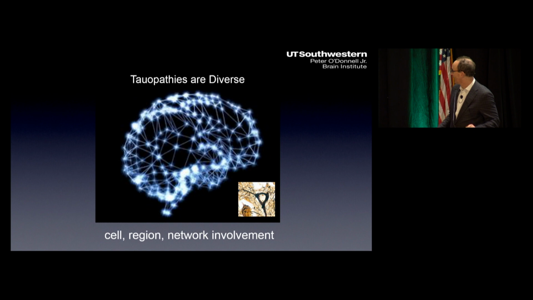I started off by saying tauopathies are diverse, and I want to just emphasize this point, and I'll come back to it at the very end. At the bottom right, you can see a neuron that's filled with tau from an Alzheimer brain, but there are many different disorders where tau accumulates inside of nerve cells. And each of these disorders affects different brain regions.